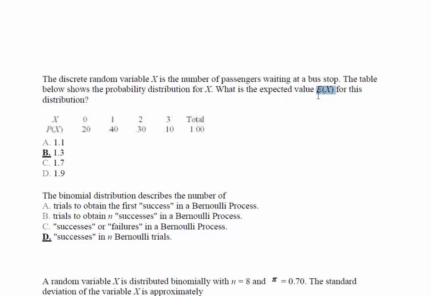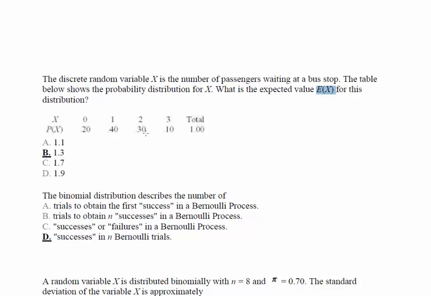Now, how do we calculate the expected value? Expected value is each individual x multiplied by its probability, and then added up. So it should be written as 0 times 0.2, this times 0.4, this times 0.3, this times 0.1, and add them up. And this term, 0 times 0.2, is 0. The 1 times 0.4 is 0.4.